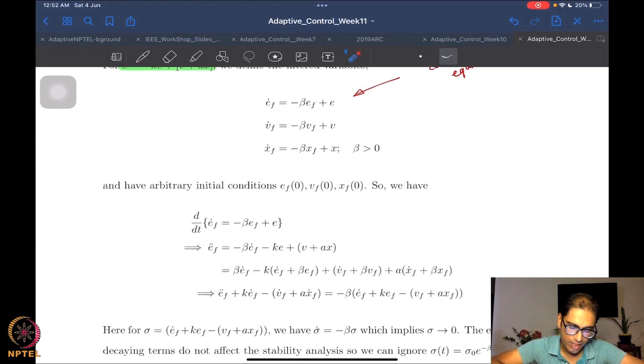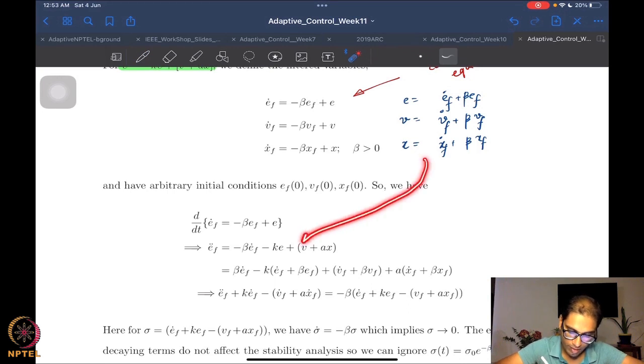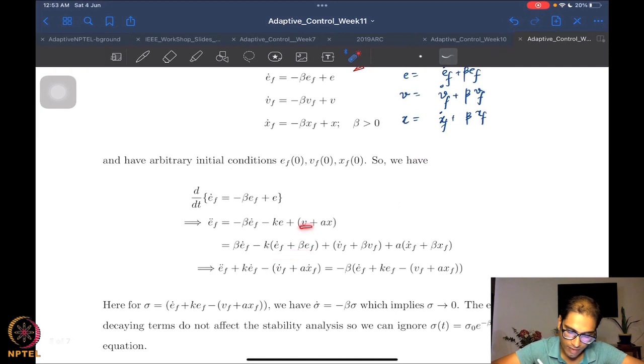So once I have these, what I want to do is write everything in terms of the filtered quantities, right? So I want to write E in terms of filtered quantities, V in terms of filtered quantities, and X in terms of the filtered quantities. So what do I know? I know that E is EF dot plus beta EF, V is VF dot plus beta VF, and X is XF dot plus beta XF. And this is what we substitute here. So E is written as EF dot plus beta EF, V as VF dot plus beta VF, X as XF dot plus beta XF.